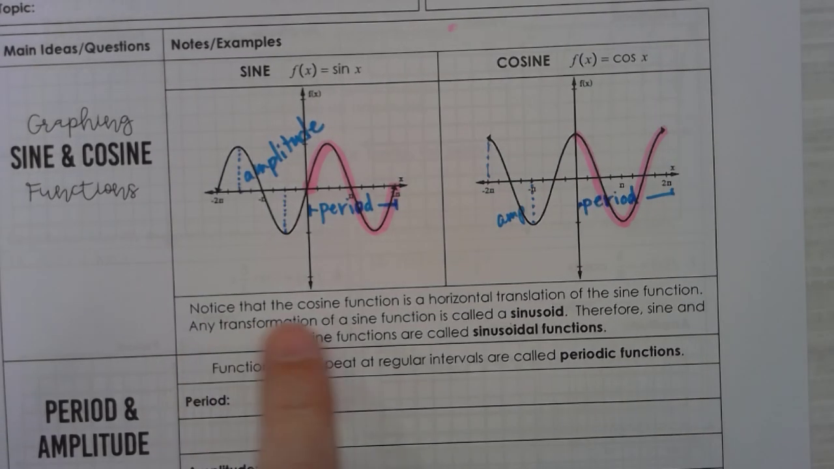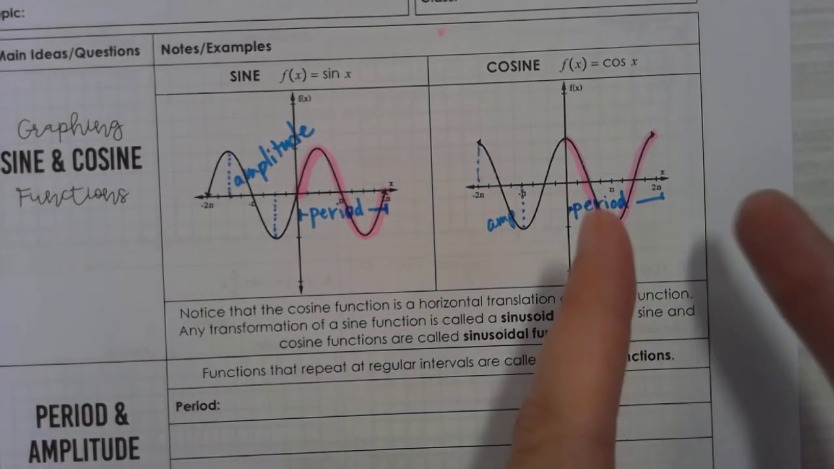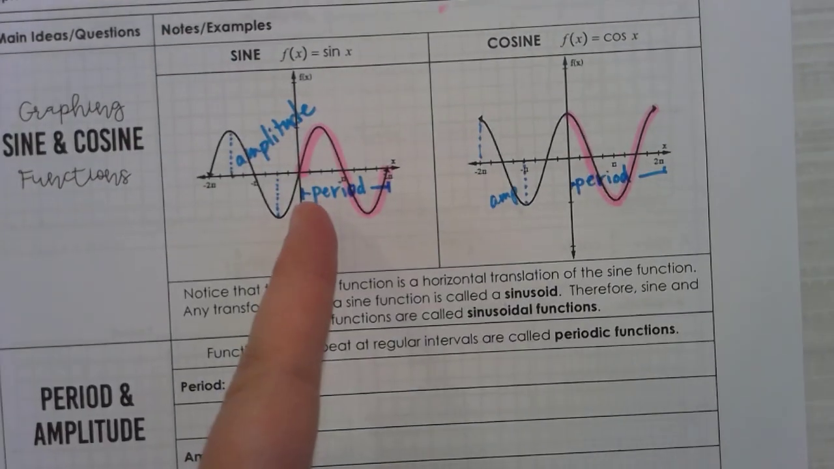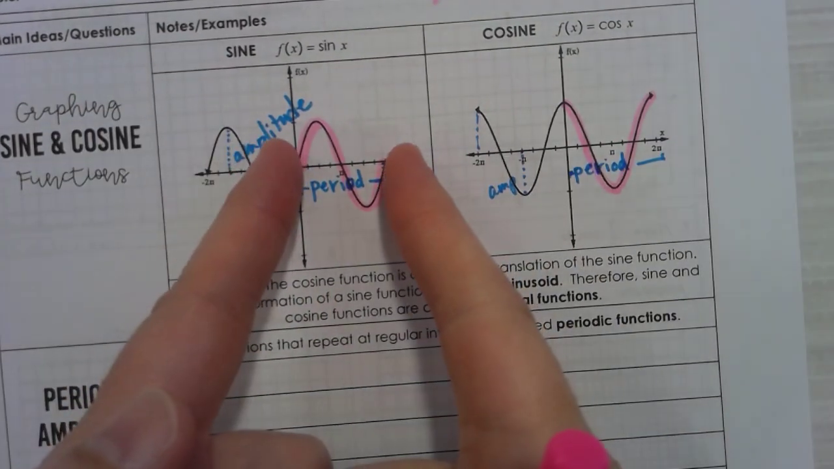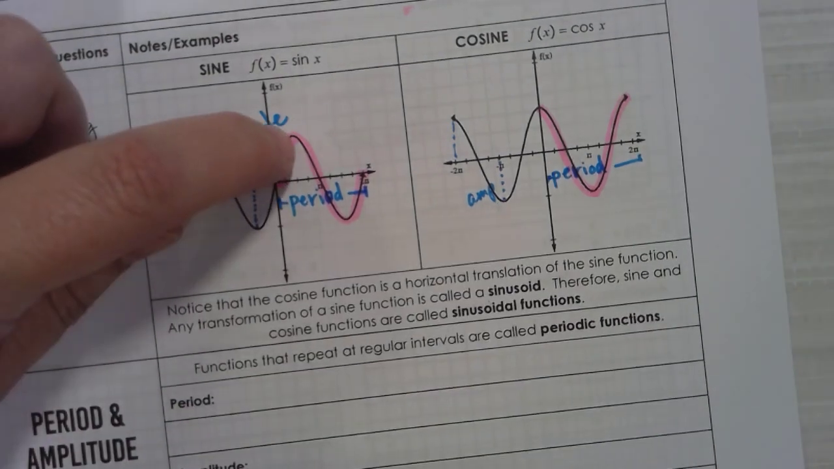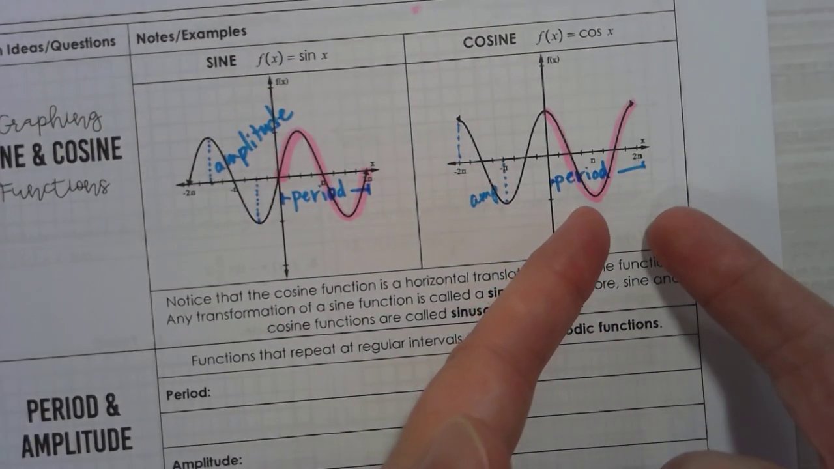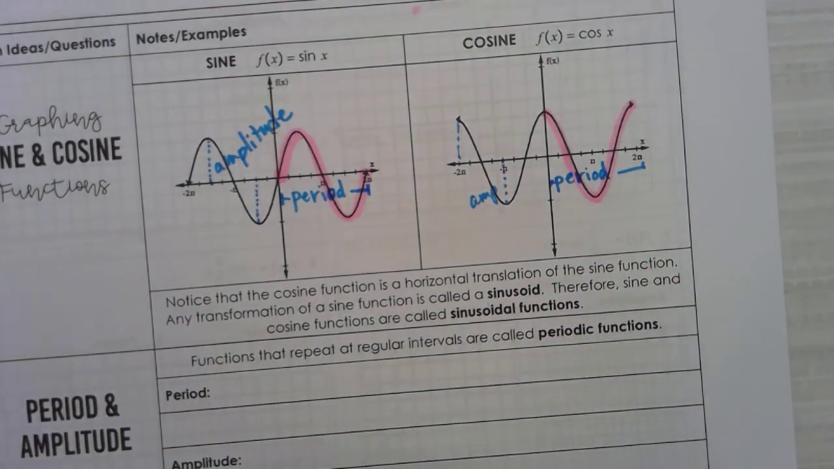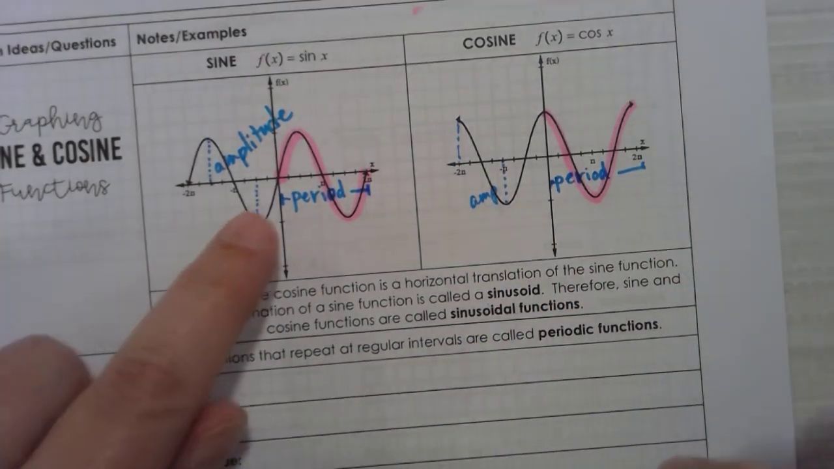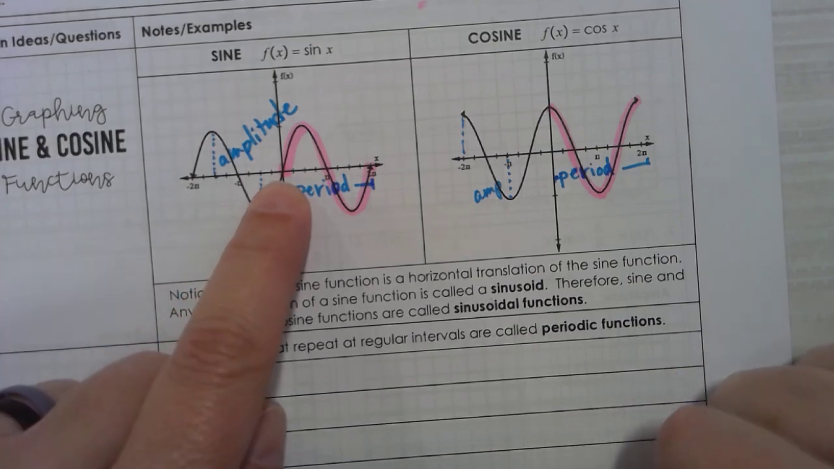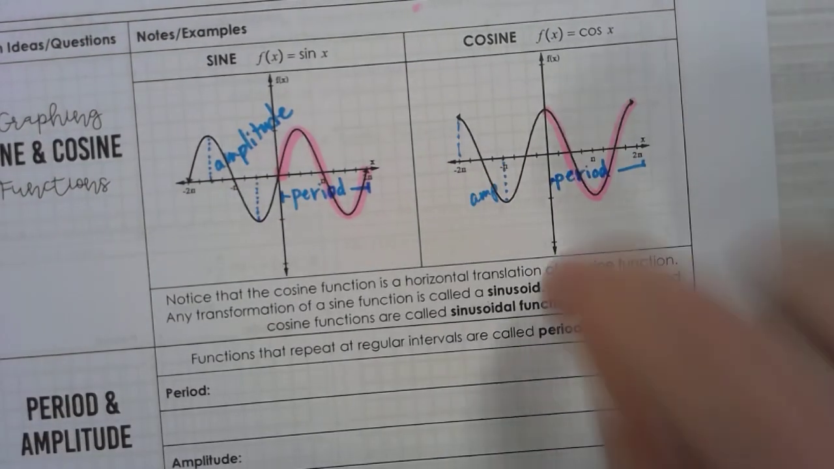All right, so hopefully you notice that the cosine function is just a horizontal translation of our sine function. If we took this and we just scooched it over a little bit so that this maximum point was sitting right on the y-axis, then we would have the cosine function, right? So essentially they're going to look the same. It's all about where they start. Do they start on the y-axis? Do they start at 0? Or do they start at another number?